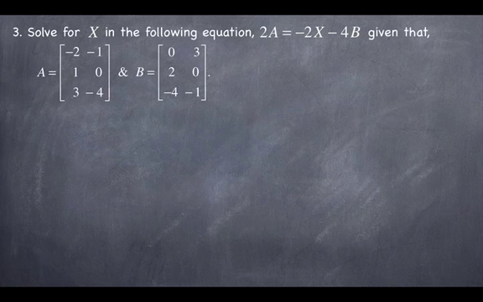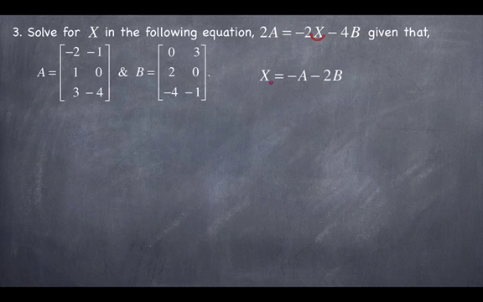Says solve for X in the following equation. So you're looking at 2X equals negative X minus 4B, and you're given that matrix A is there, matrix B is there. First thing that I'm going to do is work with the equation that you see there, and I'm going to solve for capital X. Once I do that, this is what I get.